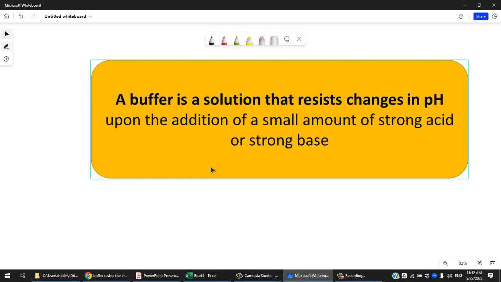So if you have a buffer in the lab and you add, let's say, an acid or a base to that, the pH wouldn't change that much. So a buffer is a solution that resists changes in pH upon the addition of small amounts of either strong acid or strong base.